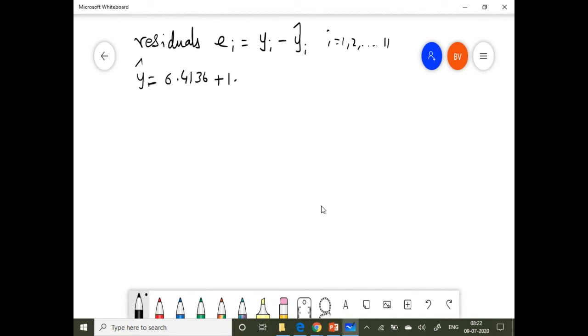I write y cap is 6.4136 plus 1.8091 x. So for every xi, you will get y cap i. And you remember yi is given in the table. The problem gave us xi as 1.0, 1.1, 1.2, 1.3, 1.4, 1.5, 1.6, 1.7, 1.8, 1.9, 2.0, isn't it? And yi is also given in the problem.